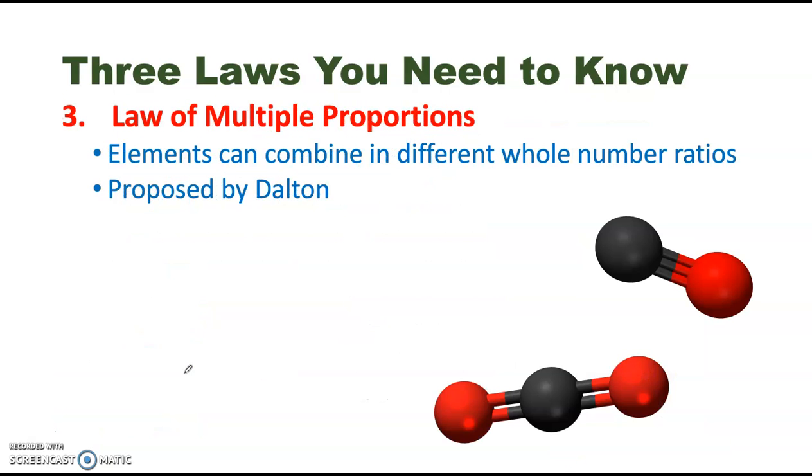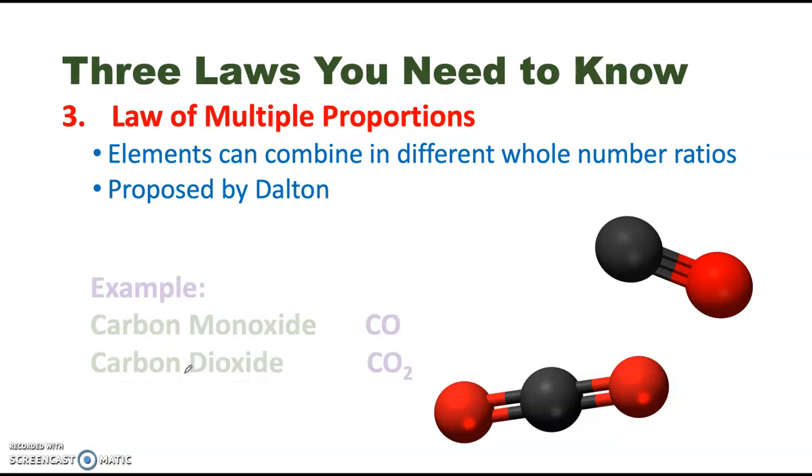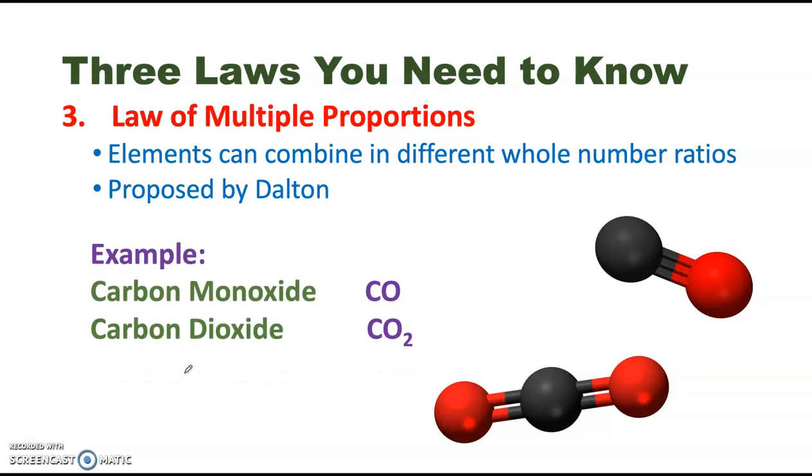The last law is the law of multiple proportions. This one gets confused with the previous law, but it is quite different. It says that elements can combine in different whole number ratios, and it's proposed by Dalton. What that means is carbon and oxygen. Let's say I have 2 elements. I have carbon, I have oxygen. These 2 elements are not restricted to forming just one type of compound. They don't just form one compound only. They can actually form multiple different types of compounds.